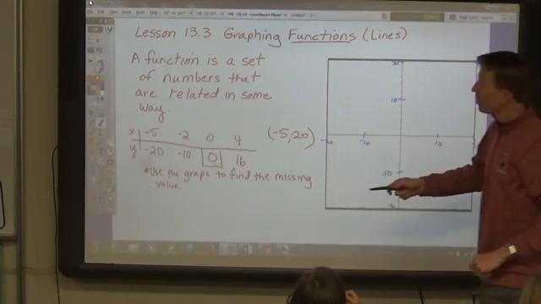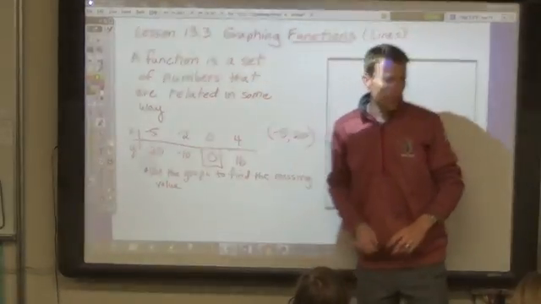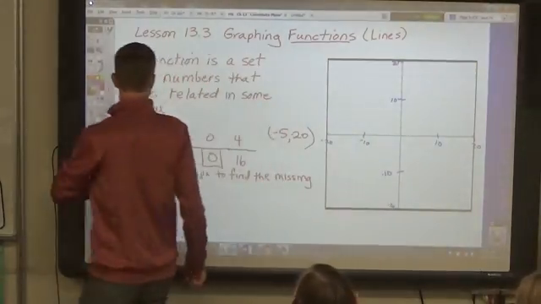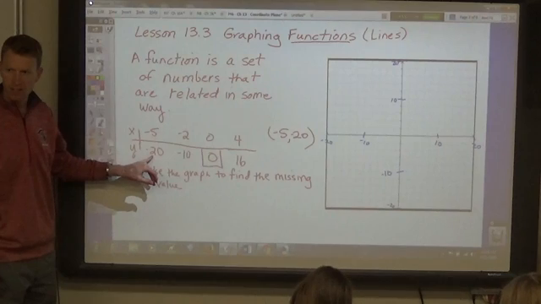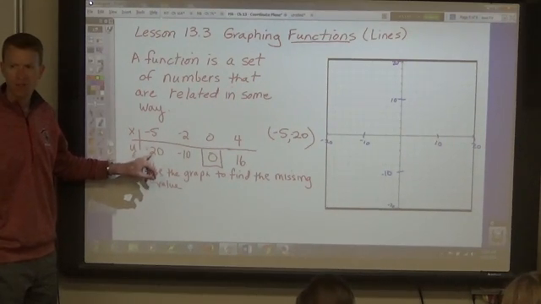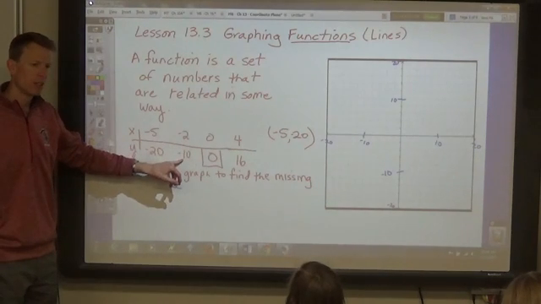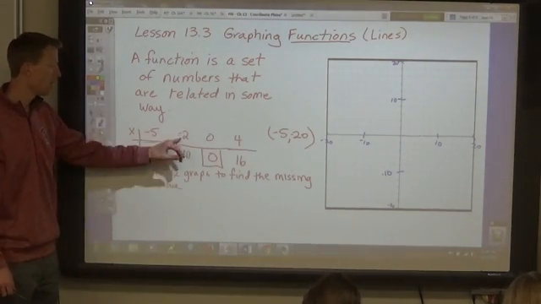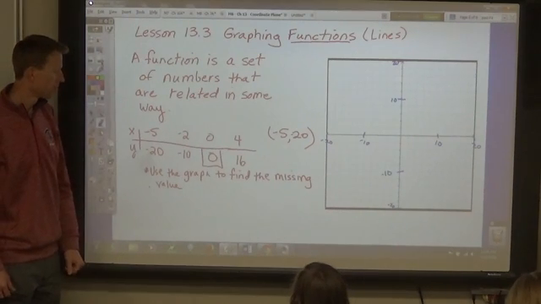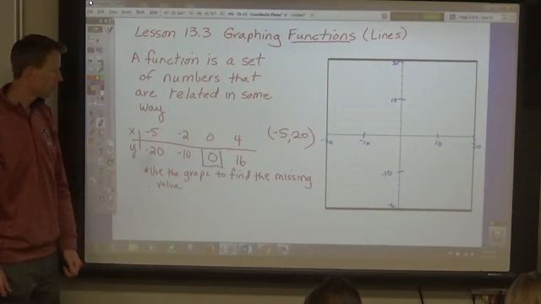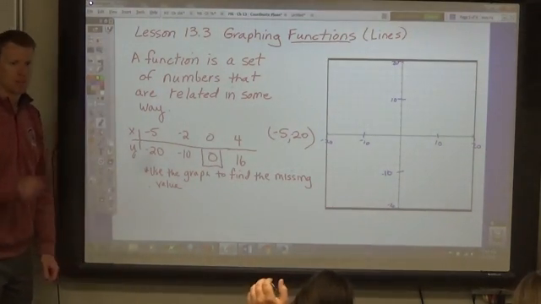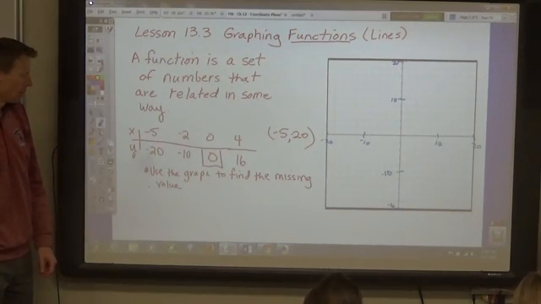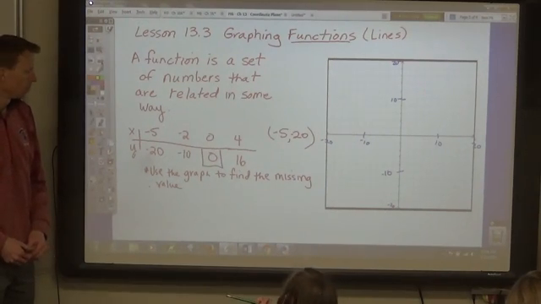A function is a set of numbers that relate in some way. They go together in some way. Maybe you start at -5, and there's a pattern. How do you get to -20? -5 and -20. -2, -10. -5 is -20, so that would be -5 times 4.